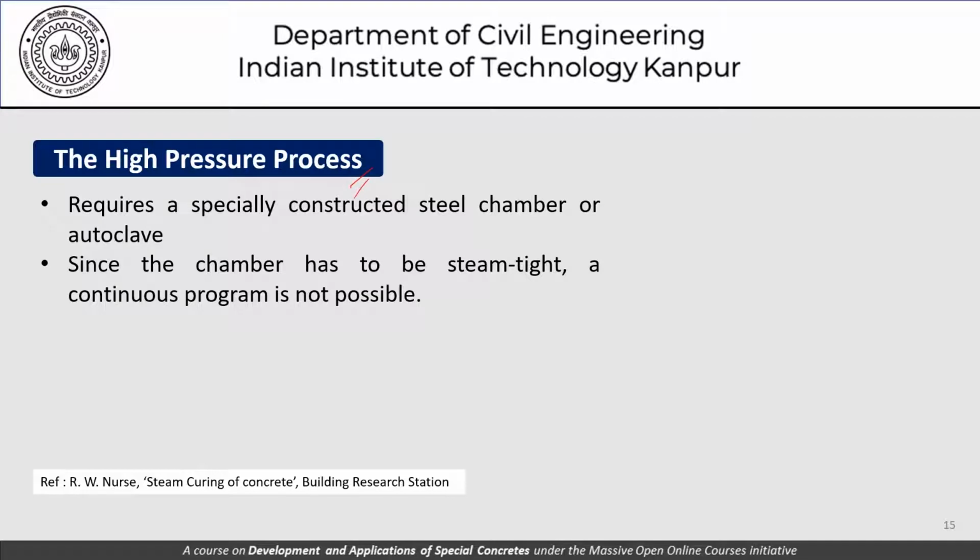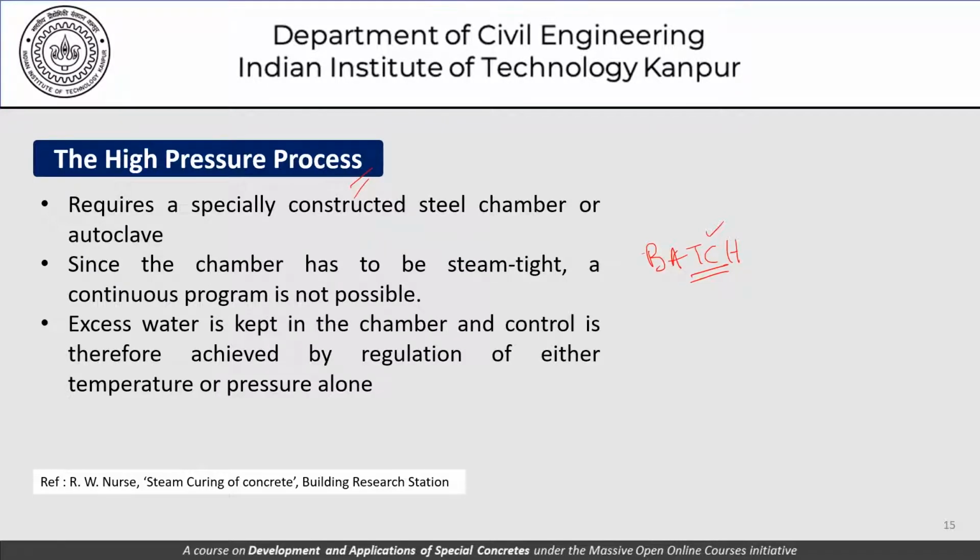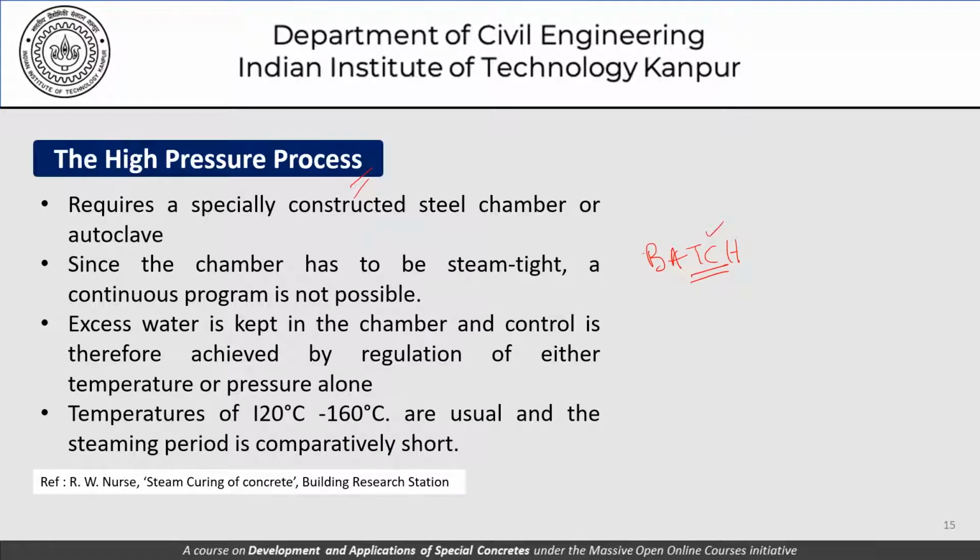So we have the steam chamber, we fill it up with a certain number of members that it can accommodate, close it, steam cure those members, open the chamber, remove them, and then use the chamber once again. So that's close to a batch process and has its own limitations as far as productivity is concerned. Excess water is kept in the chamber and control is therefore achieved by regulation of either the temperature or pressure alone. Temperatures of 120 to 160 degrees centigrade are usual, and the steaming period is relatively short.